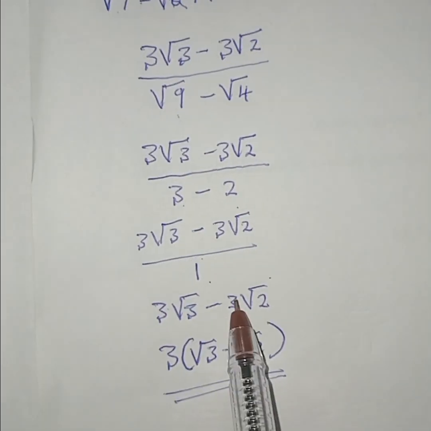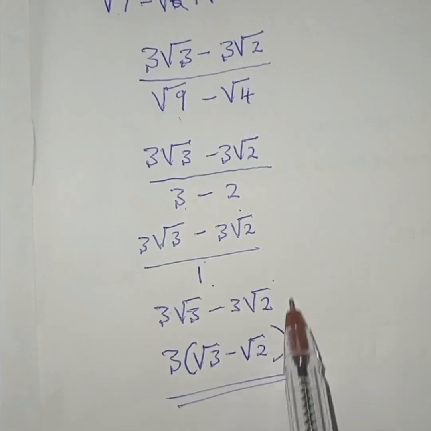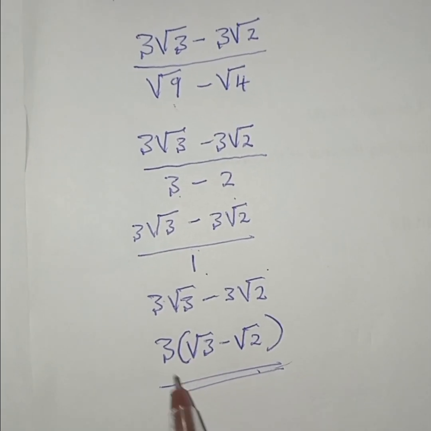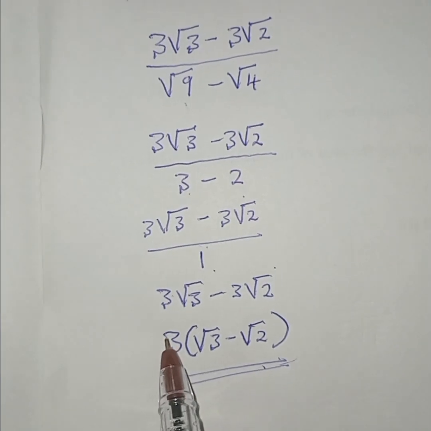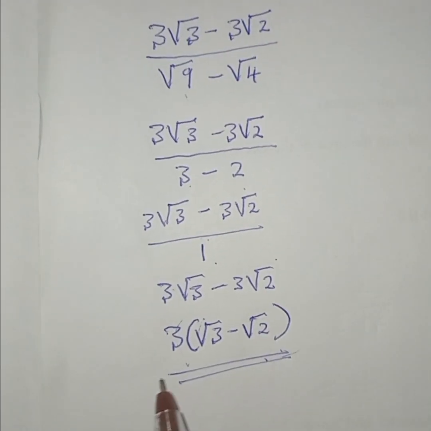We can simplify further by taking one of the 3 out and putting the rest of the elements inside a bracket. So the final answer becomes 3 open bracket square root of 3 minus square root of 2 close bracket. So that is the final answer.